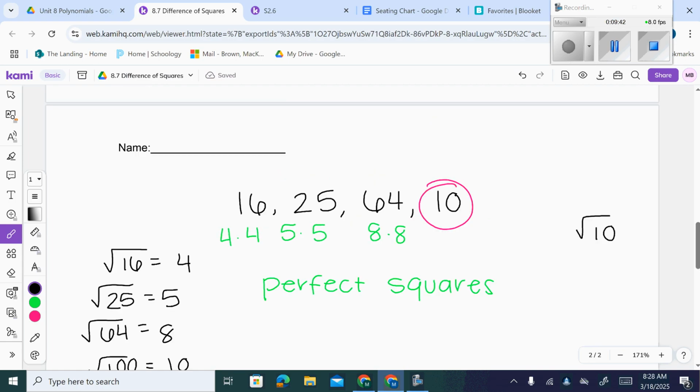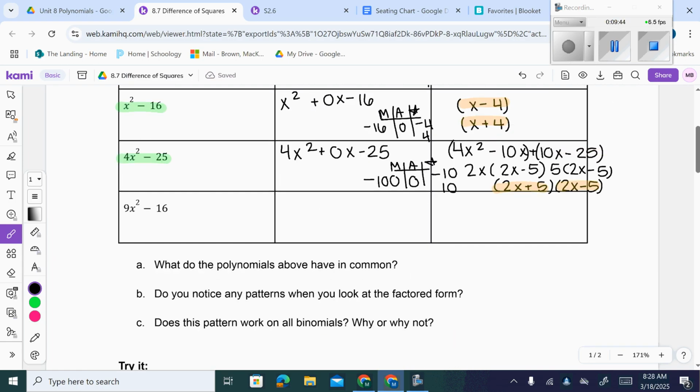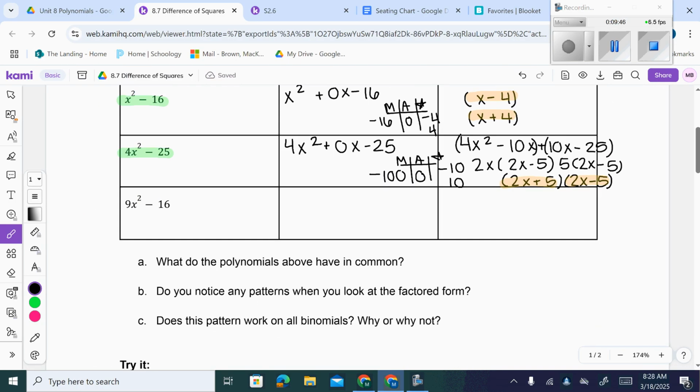So, what is this 9x squared minus 16 going to become? 3x minus 4 and 3x plus 4.